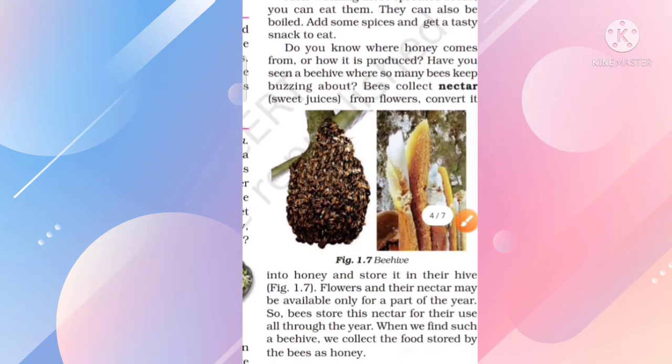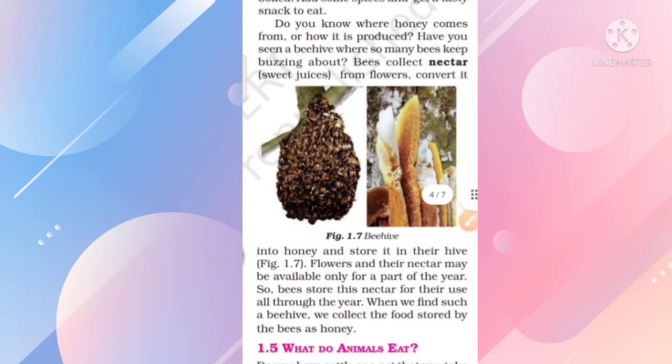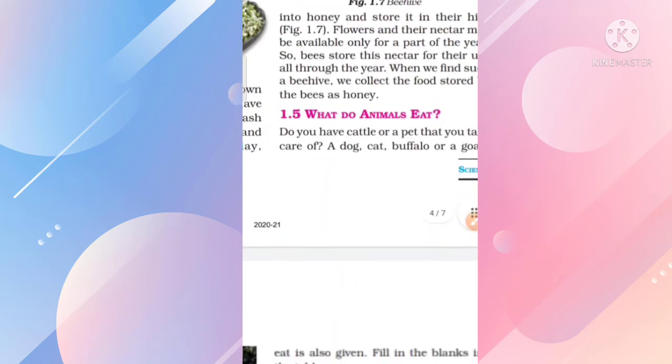Do you know where honey comes from or how it is produced? Have you seen a beehive? So bees collect nectar. Nectar means sweet juice from flowers, convert it into honey and store it in their hive. Flowers and their nectar may be available only for a part of a year. So bees store this nectar for their use all through the year. When we find such a beehive, we collect the food stored by the bees as honey.